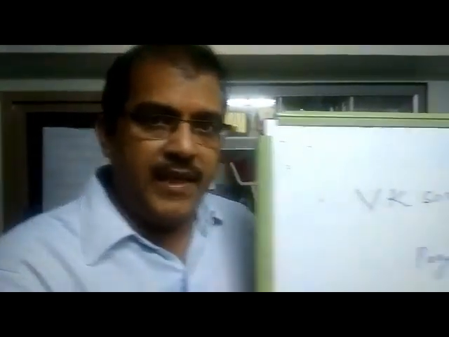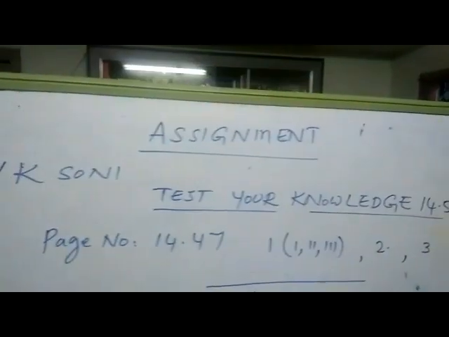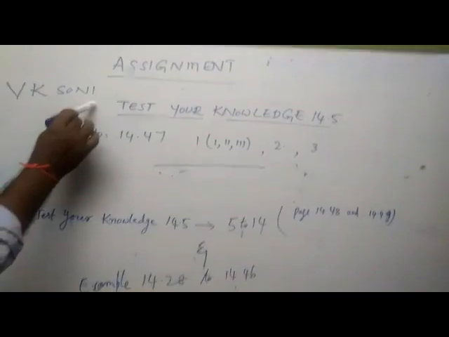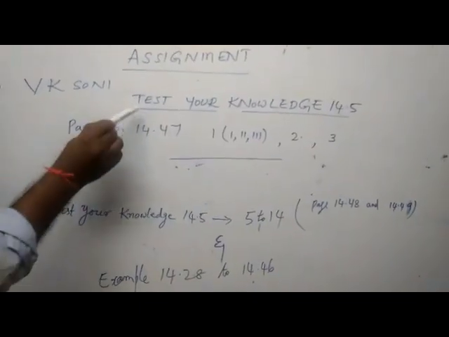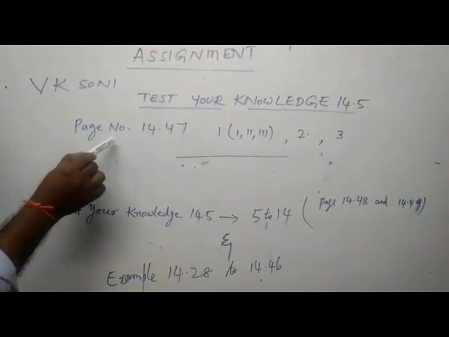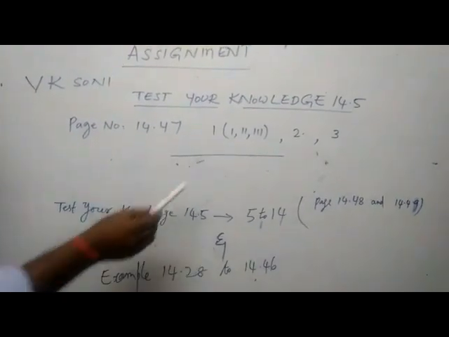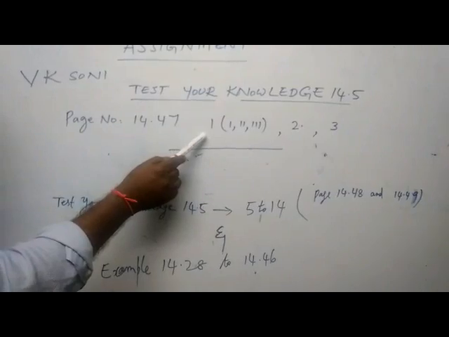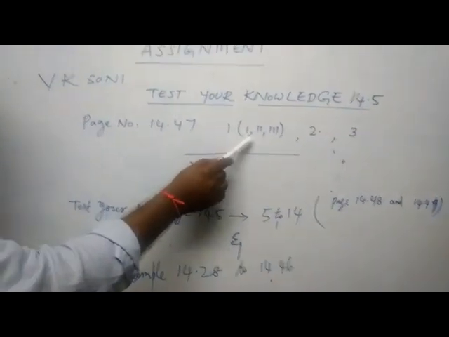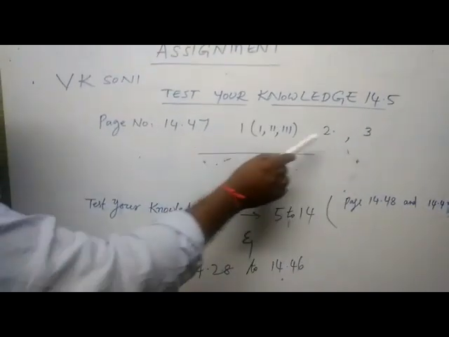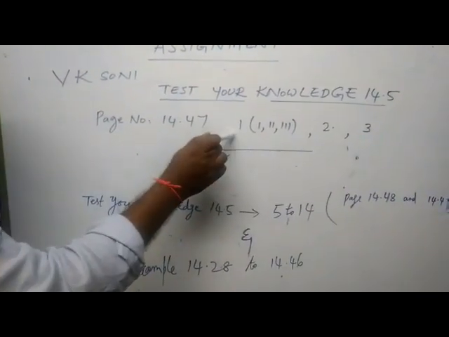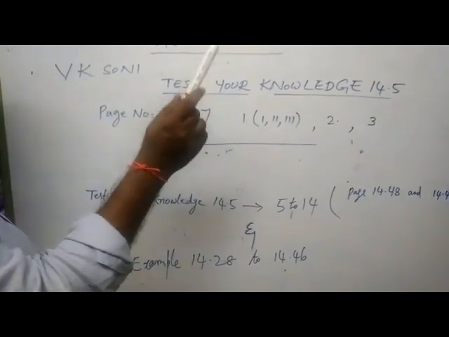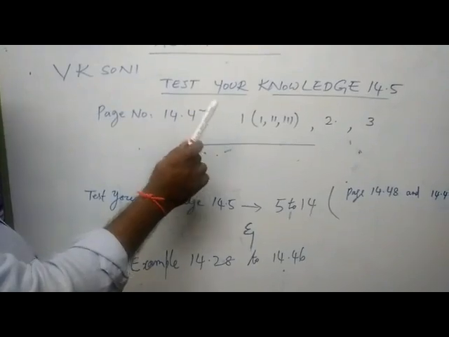Okay, children, we discussed two sums and I am giving some assignment from the BK Soni Lakshmi Publications textbook. Test your knowledge, on page number 14.47. The questions are 1, 2, 3. In the first question, 3 are there, very short answers. Total, you have to do 5 questions. This is your assignment. Everybody, please do these sums and send.